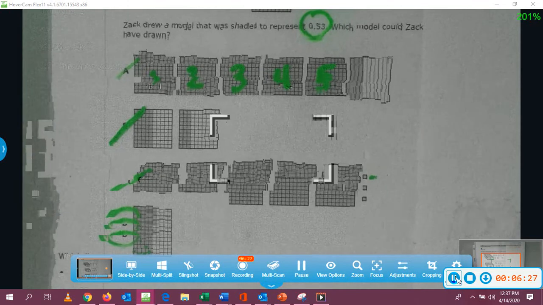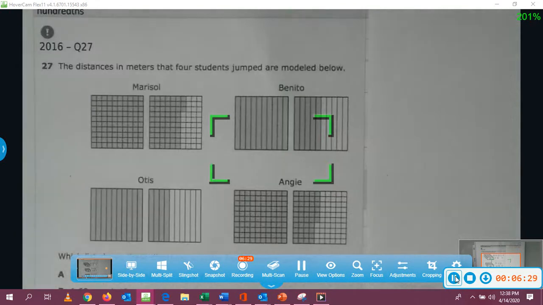This is the next question. It came off the test in 2016 as well. It says the distance in meters that 4 students jumped are modeled below. So Marsal, Benito, Otis, and Angie. So just looking at them, I just want you to analyze them. You see anything similar? You see anything that's different?